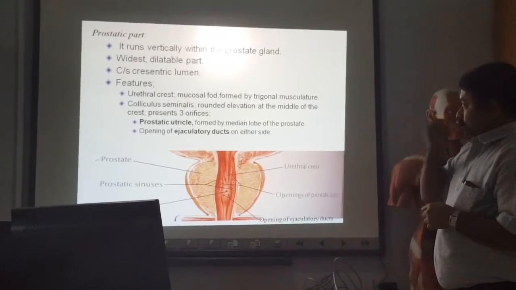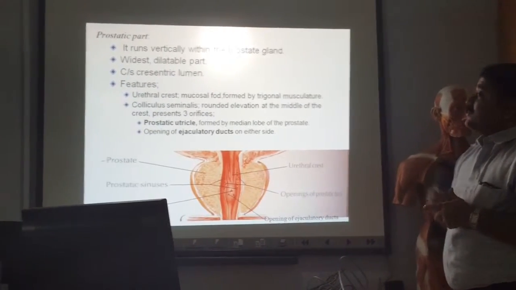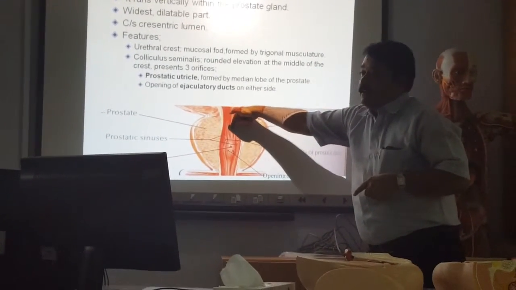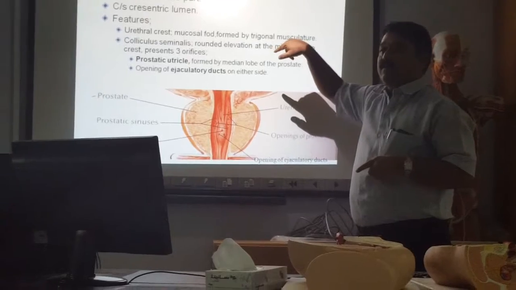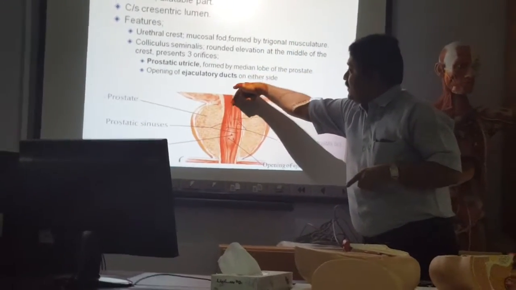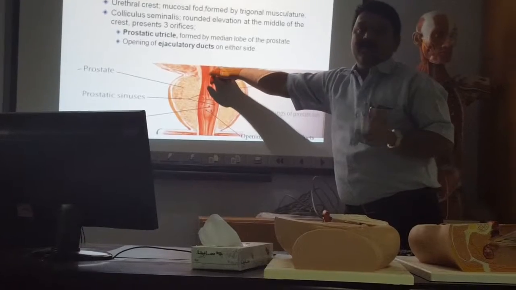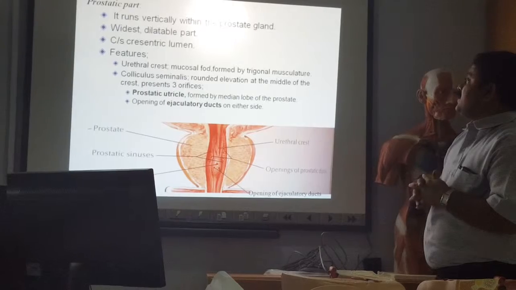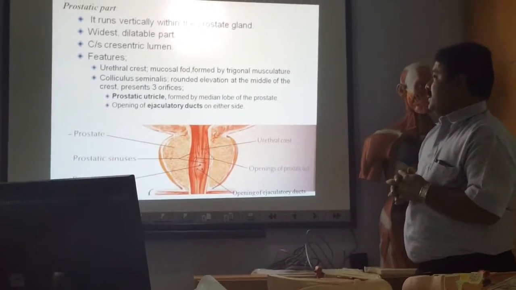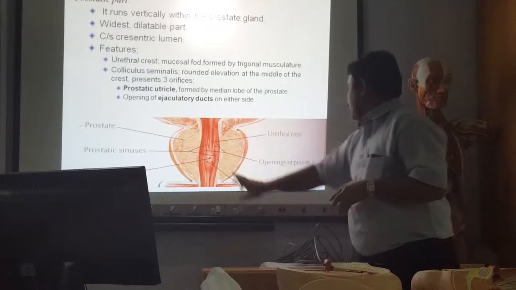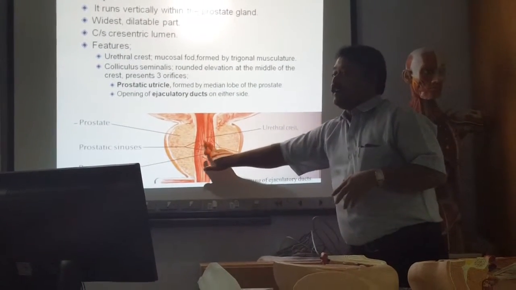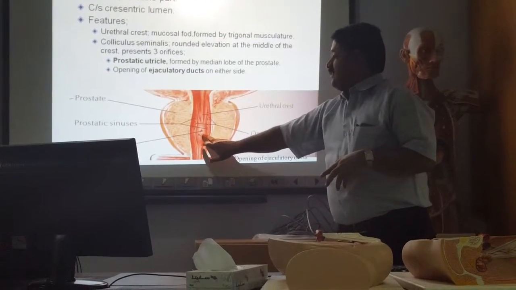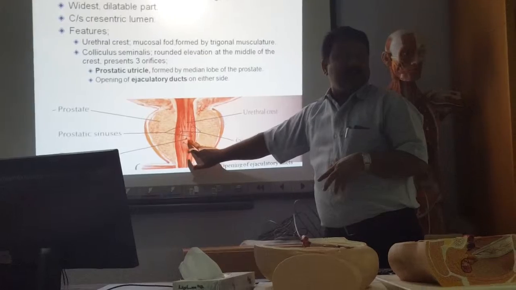The urethral crest is a mucosal fold formed by the trigonal musculature. Here is the trigone of the urinary bladder; it starts from there, so a slight elevation will be there. Next is the colliculus seminalis, a rounded elevation at the middle of the crest. There are 3 orifices here: the openings of the prostatic glands on either side, and the opening of the ejaculatory duct here.